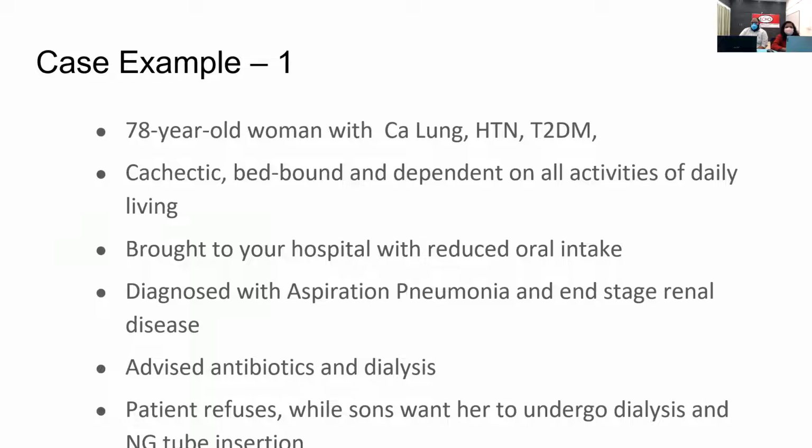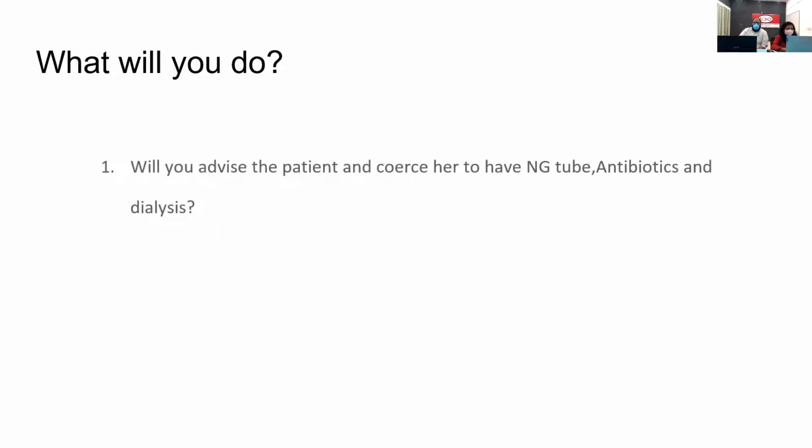She is already diagnosed with aspiration pneumonia and end-stage renal disease. So the advice was for antibiotics and dialysis. The physician has seen her and advised her, but the patient refuses. She is oriented, while the son wants her to undergo dialysis and a Ryle's tube insertion. So the question is, what will you do? Will you advise the patient and cause her to have an NG tube, antibiotics, and dialysis?